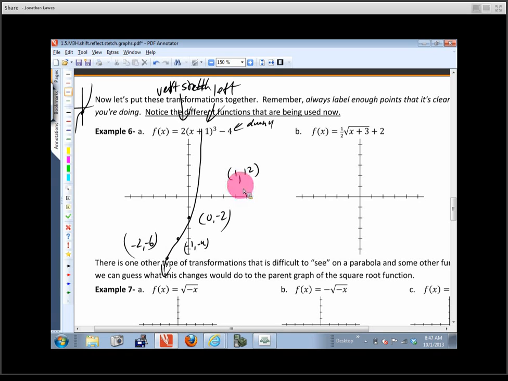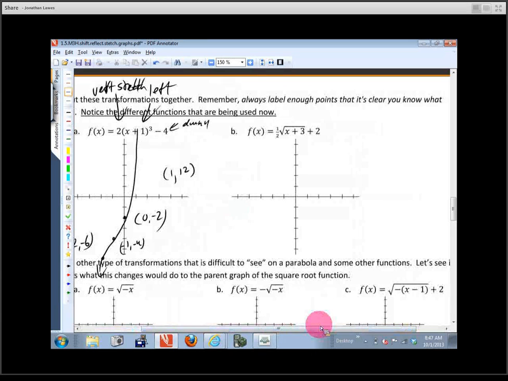Yeah, plug in a point. Let's see what happens here. If I plug in a 1, I get 1 plus 1, that's 2. 2 cubed is 8, times 2 is 16, minus 4 is 12. Lo and behold, we got it right. Okay? And again, we got it right from the pattern, not from an XY table or plugging in points, okay? Because we understand what the pattern is, okay?